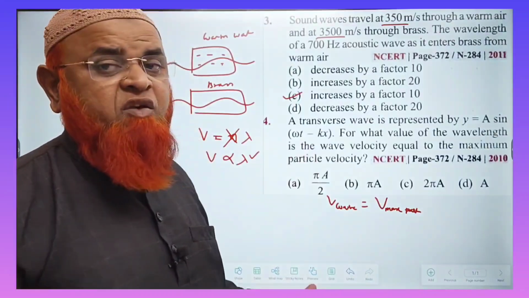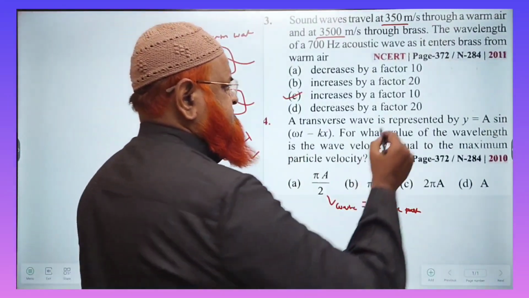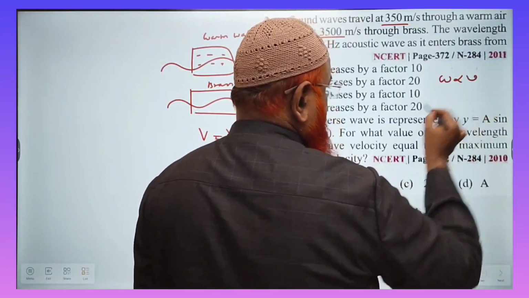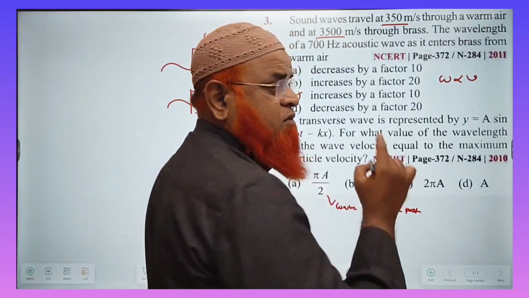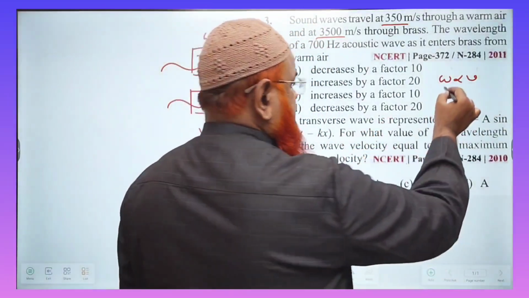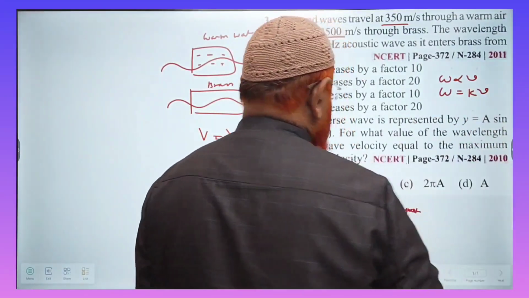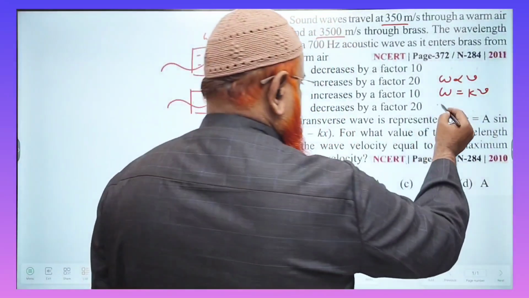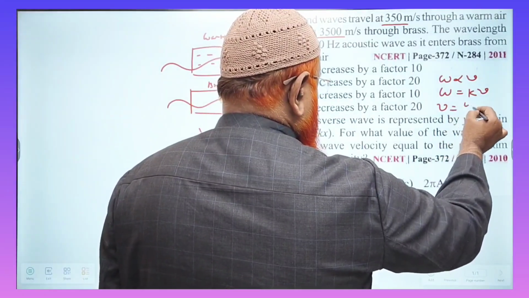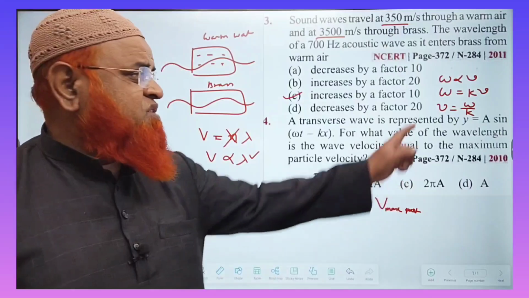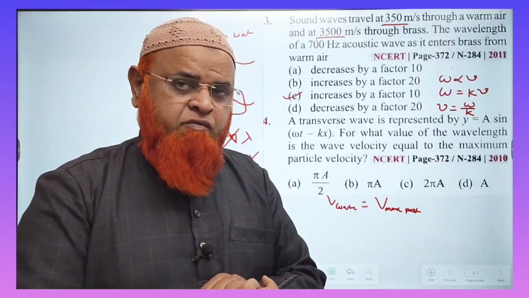So what is the wave velocity formula? You know that I already told you that omega is directly proportional to velocity. Angular velocity is directly proportional to linear velocity. If you remove this proportionality, you will get a constant k, so here v is equal to omega by k. This v is said to be the velocity of a wave.